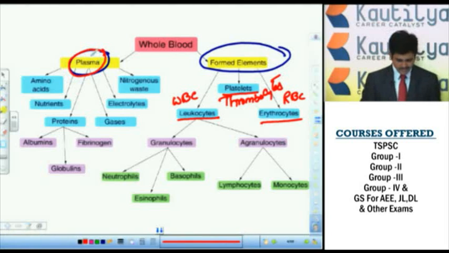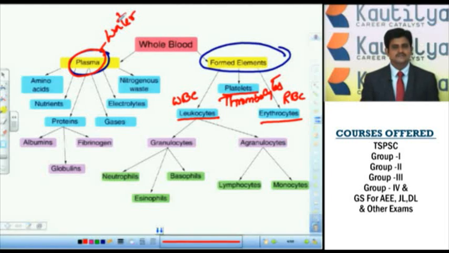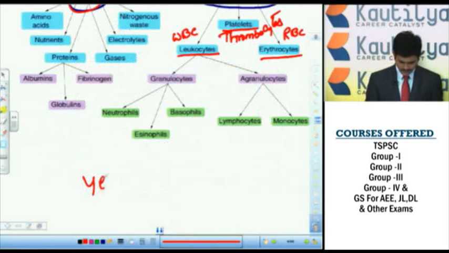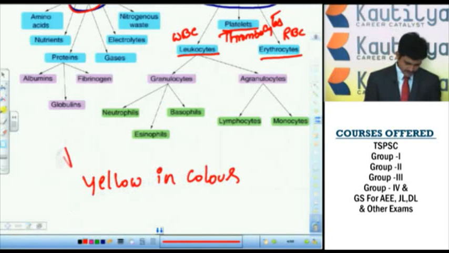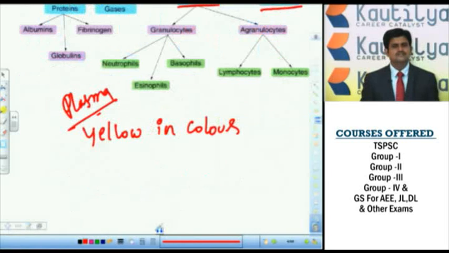And this plasma is a constitution of many things. It consists of water. The majority of plasma consists of water, and it consists of many organic and inorganic substances which are dissolved in it. Hence plasma seems to be yellow in color. Plasma is yellow in color. And you immediately get a doubt: what is the difference between plasma and serum?